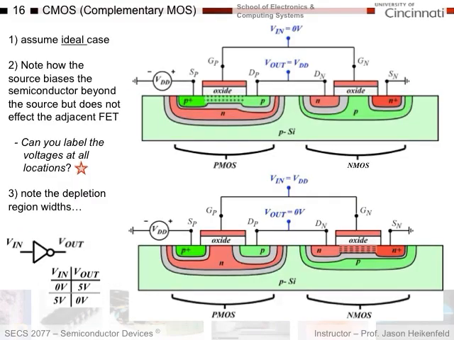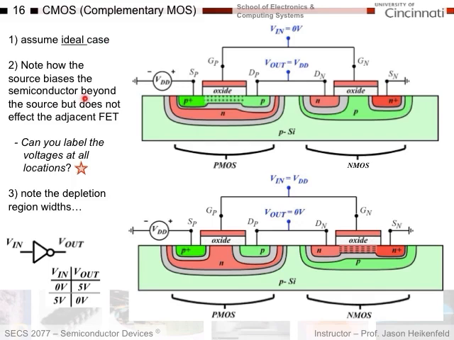So, skipping the previous slide because it's not that critical, let's get straight to this inverter here. So I'm going to assume the ideal case to keep this simple, okay? So you can understand this the simplest. And what I want you to do is notice how the source biases beyond the semiconductor, beyond the source, but not the adjacent FET. So we'll talk about that in a second, okay?